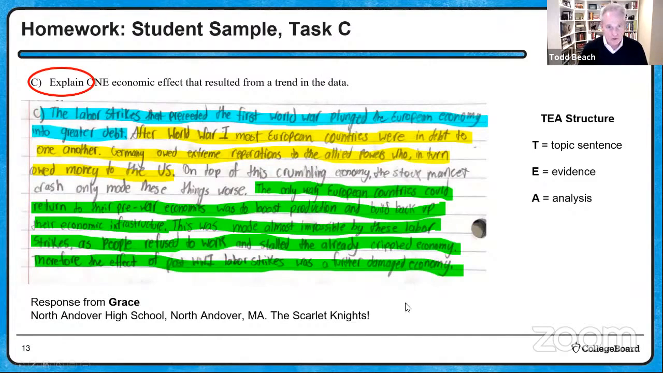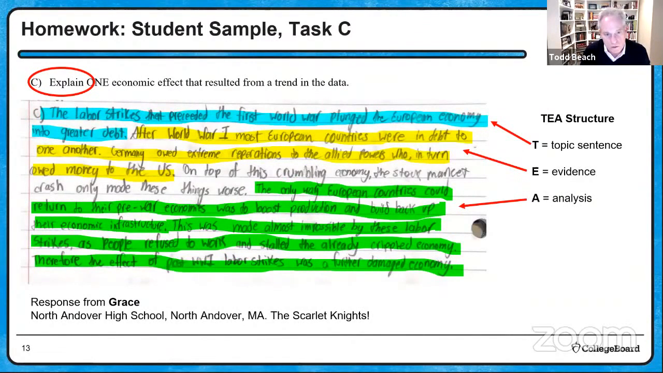So it begins. The labor strike that preceded the First World War plunged the European economy into greater debt. So we did see the labor strikes in that first year. Remember, the war starts in August, so we're 7 months into the year before the war actually begins. And so you did see quite a few labor strikes early. After World War I, most European countries were in debt to one another. Germany had owed extreme reparations to the Allied powers, who in turn owed money to the US. On top of this crumbling economy, the stock market crash only made things worse. So the stock market crash, again, it's in this, but it's really not significant to the data, but it's not going to mess up Grace's response.